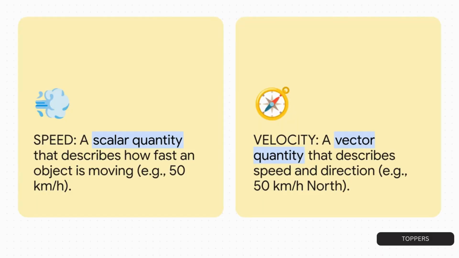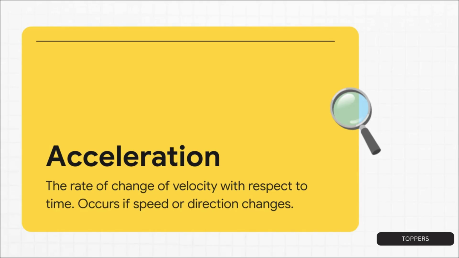Now, here's a critical difference that you might not think about every day. Speed versus velocity. Speed is simple. It tells you how fast. It's what we call a scalar quantity, just a number. But velocity is a vector. It tells you how fast and in what direction. So 50 kilometers per hour is a speed, but 50 kilometers per hour north, that's a velocity. This means two cars can have the exact same speed, but totally different velocities if they're not going in the same direction. And this one is a big one.